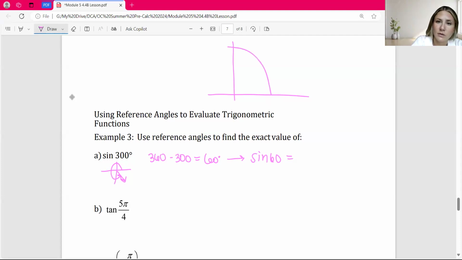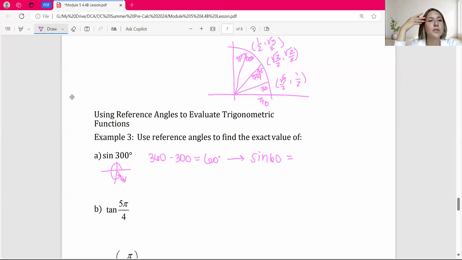And so you can draw yourself a quick little quadrant 1 of the unit circle. And you know we've got 30 degrees, 45 degrees, 60 degrees. You know that's pi over 6, pi over 4, pi over 3. You know 45 degrees is square root 2 over 2, comma square root 2 over 2. 30 degrees is square root 3 over 2, comma 1/2. And 60 degrees is 1/2, comma square root 3 over 2. That should be memorized.